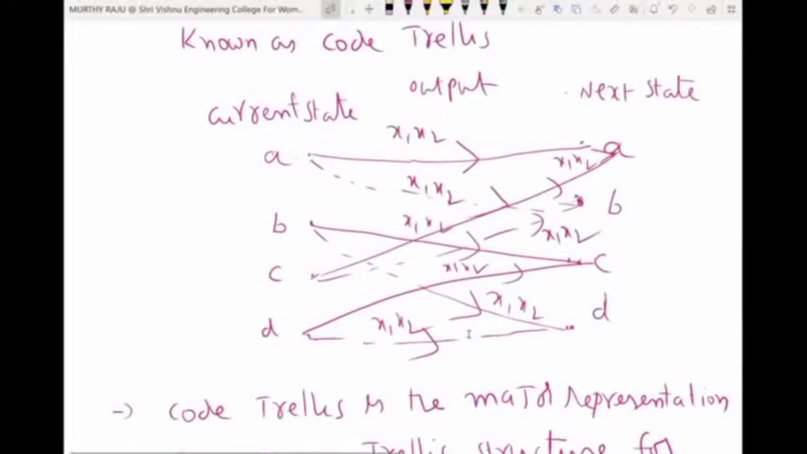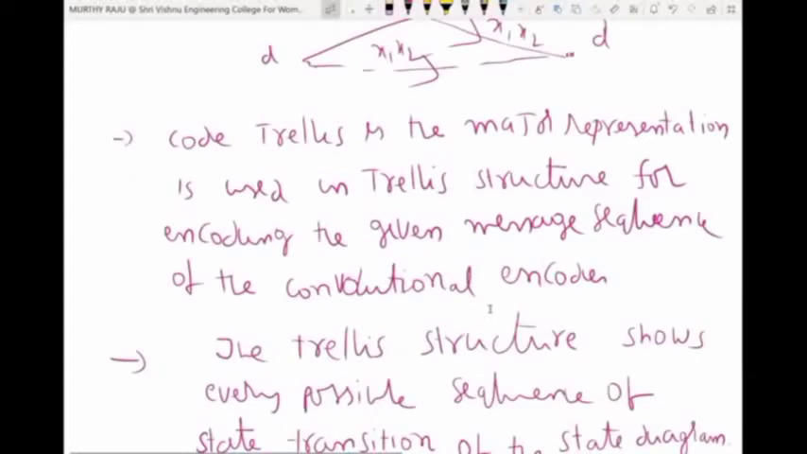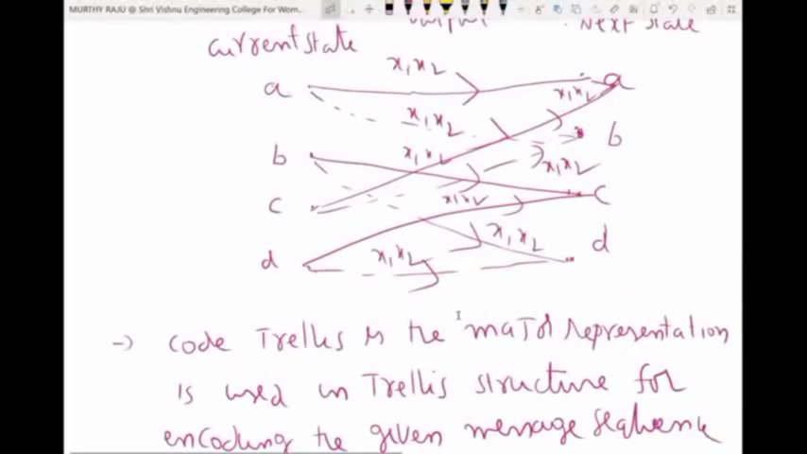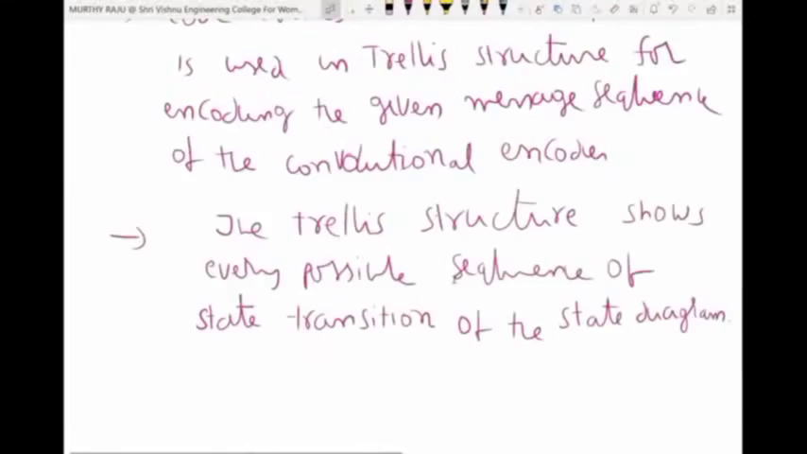State transition means, this is one of the sequences from A to A and A to B. A is the current state. Next state is also A, with outputs X1, X2. Whenever input bit M is equal to 0, A is the current state and goes to next state B, with output X1 and X2. Input bit M is equal to 1, like that. State transitions are represented in the code Trellis structure. This is also called a state diagram. These transitions are very useful to construct the Trellis structure.